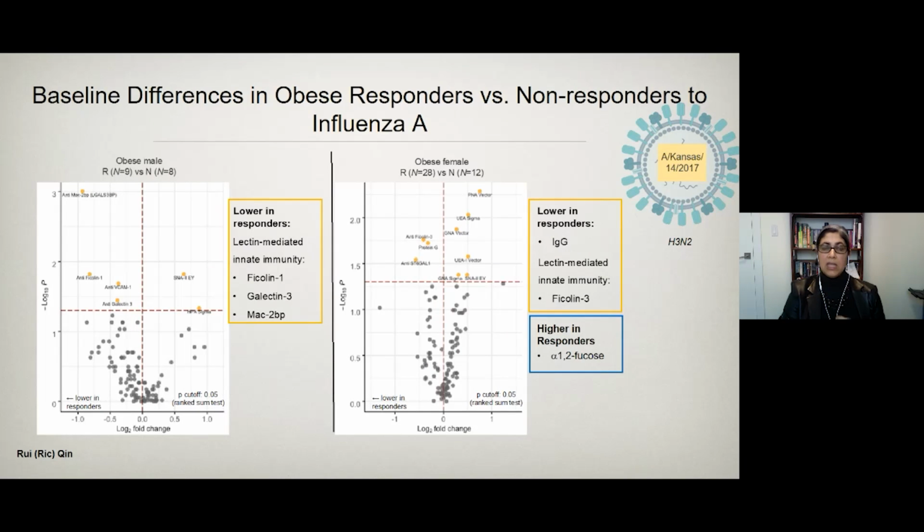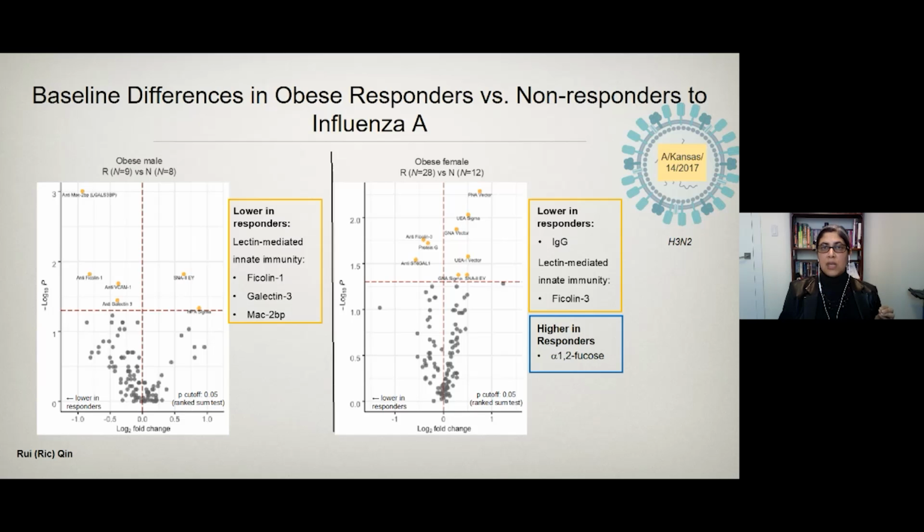In the H3N2, we see something very similar. Again, we see lower levels of lectin-mediated innate immunity and IgG in people who respond. Interestingly, in the obese female, we start to see a glycan signature as well, which is that we see 1,2-fucose being higher in people who respond, which is interesting because there's an association between 1,2-fucose and microbiome in ways that have been thought to actually aid vaccination.